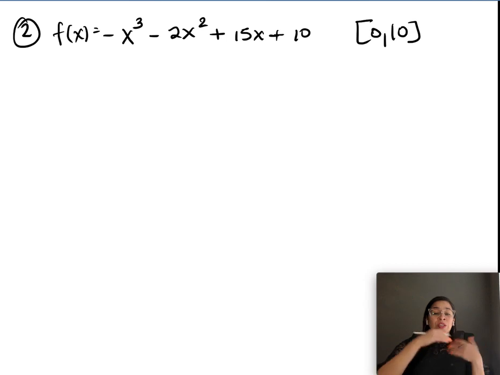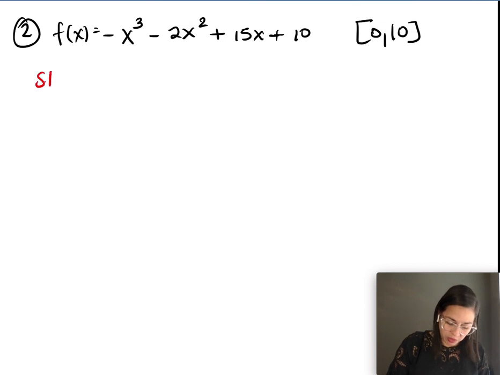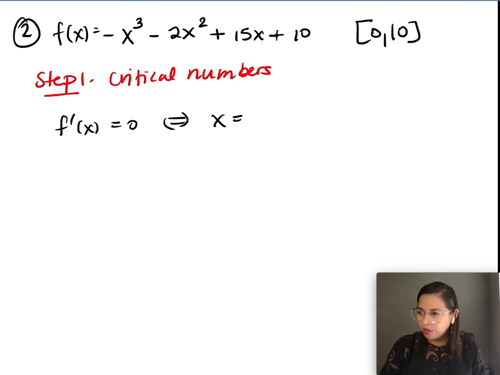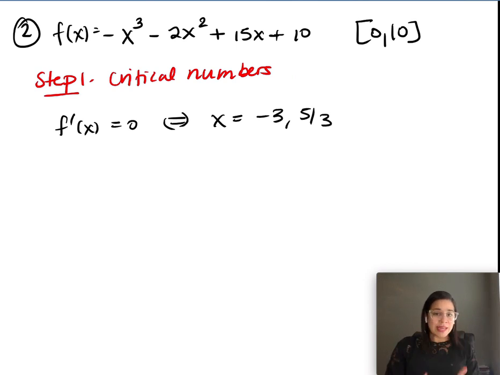Okay. So now we have this polynomial -x cubed minus 2x squared plus 15x plus 10 from 0 to 10. And we saw that this polynomial has critical numbers. So step 1, critical numbers. We saw that f prime of x is equal to 0 if and only if x is equal to -3 and 5/3. Now we're looking at the absolute max, absolute minimum from 0 to 10. So that tells me that -3, we don't take it into consideration when we go to the second step because it is not in between 0 and 10.